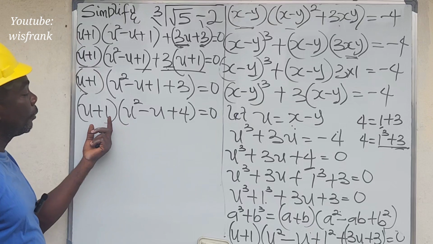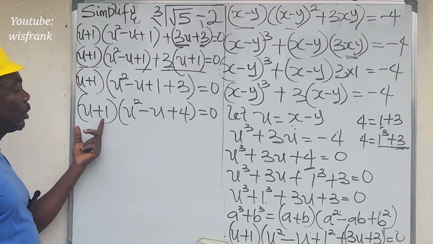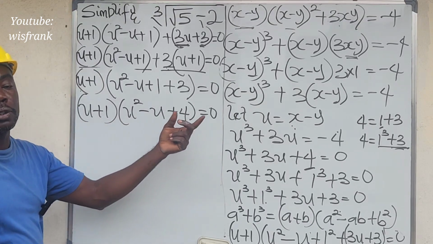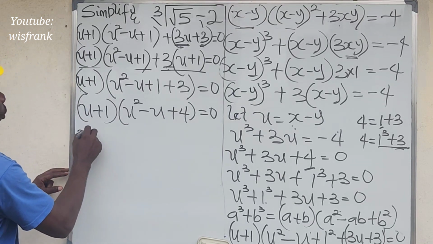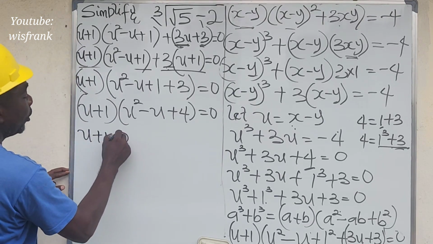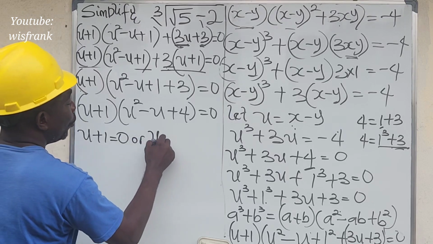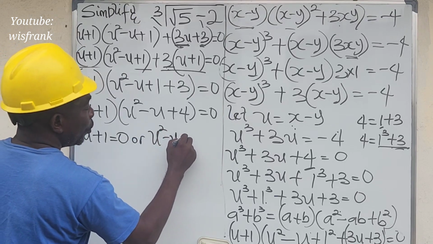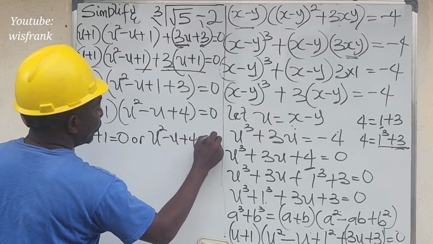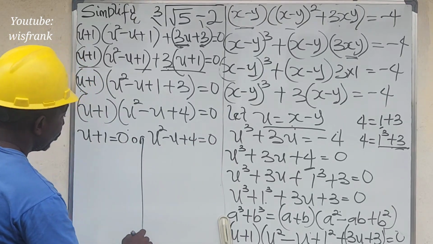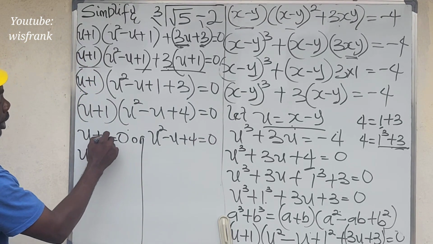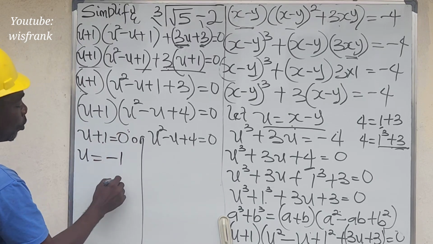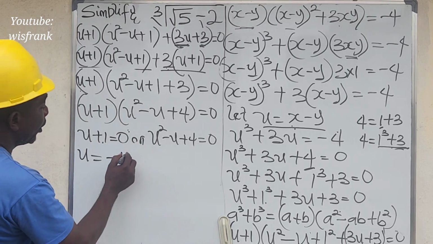You can see that we have two parentheses here. It is either this one equals to 0 or the second one equals to 0. And the second one is a quadratic equation. So let's set u plus 1 equals to 0. Or we have u to the power of 2 minus u plus 4 equals to 0. So what we are going to do now is, this other side will be u equals to, when 1 transposes to this other side, it becomes minus 1. So this is the value of u that we have.